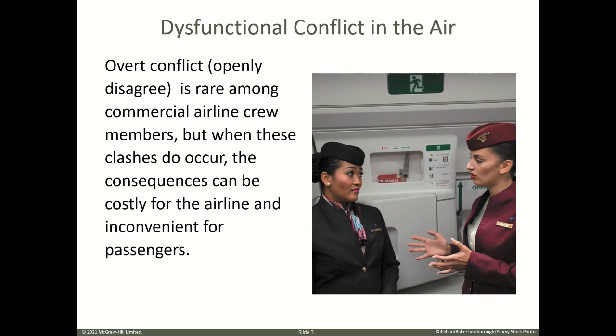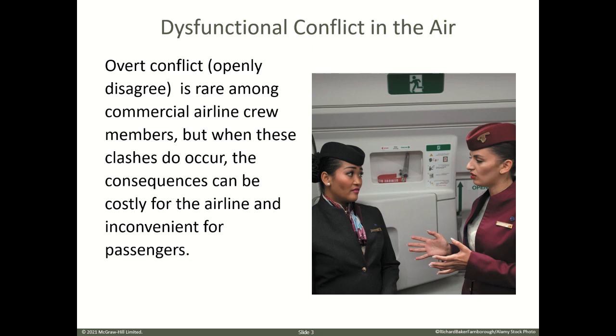Dysfunctional conflict in the air. Now, air means if we're talking about the flight system. We have a number of examples. Overt conflict is rare among commercial airline crew members, but when these clashes do occur, the consequences can be costly for the airline as well as inconvenient for passengers. Take an example of EasyJet, Delta Airlines, and Jet Airways.